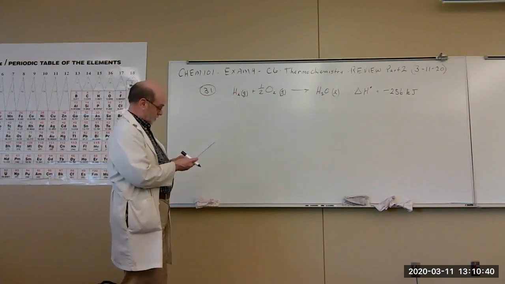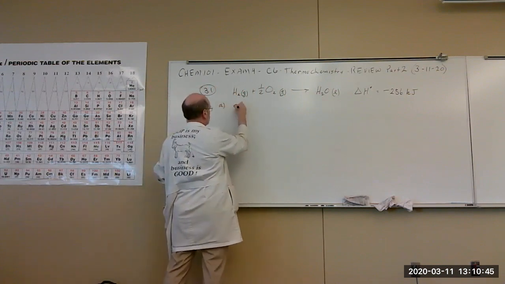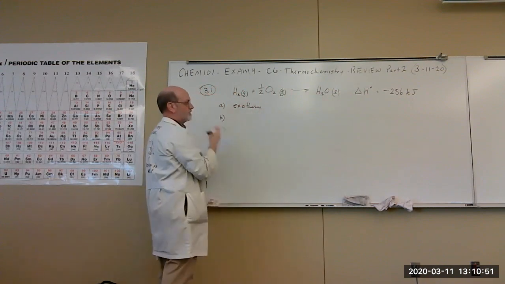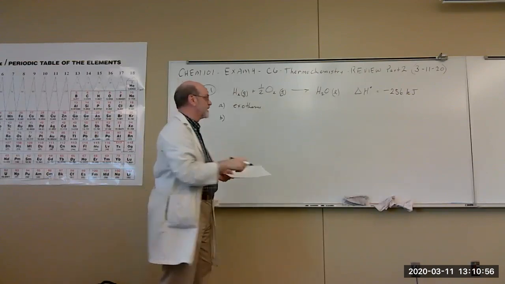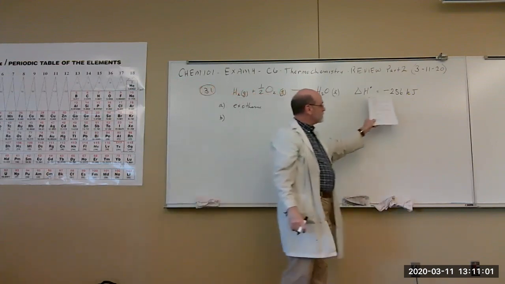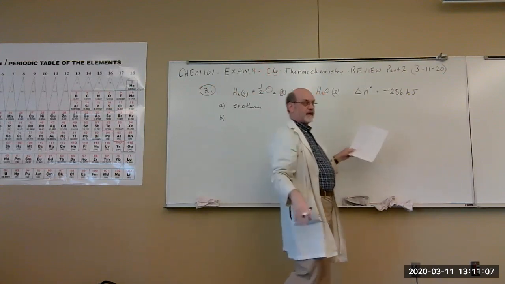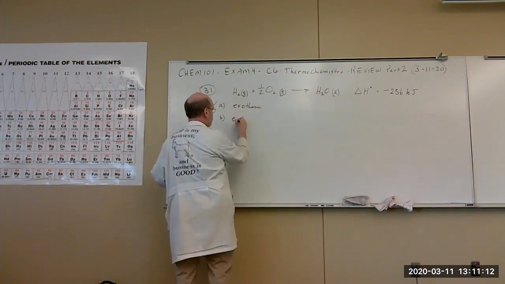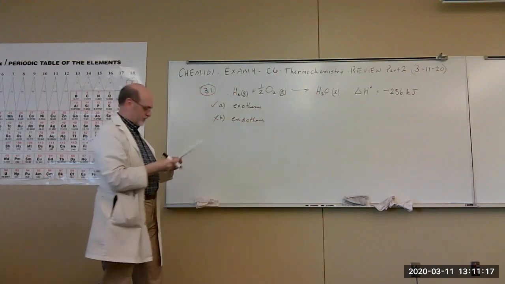So let's see. Which of the following is true? Okay. A, the reaction is exothermic. Is that true? Remember, everything is relative to the system. What's the system? The reaction is the system. So if the delta H is negative, that means heat is leaving the system to the surroundings. Exothermic. Okay, so that one's true. How about B? Well, they can't both be true. It can't be exothermic and endothermic.